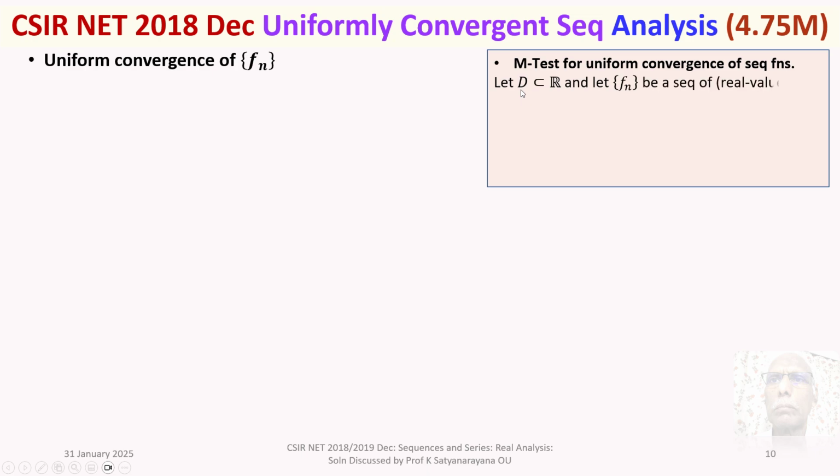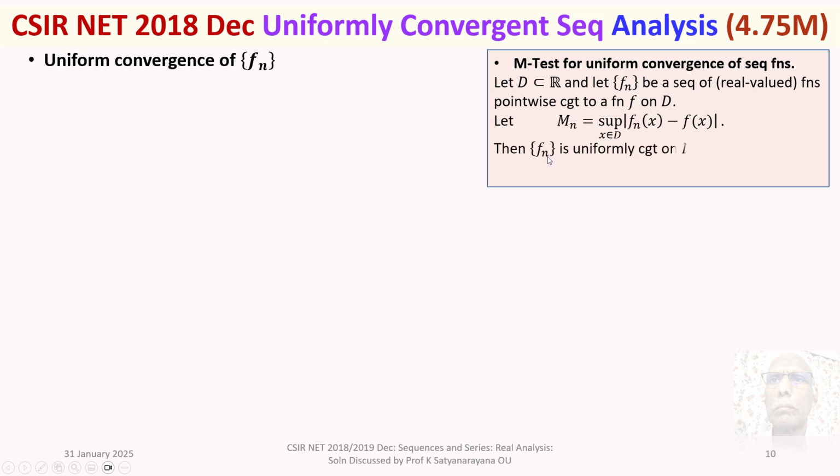Let D be a subset of R. Let fn be a sequence of real valued functions converging pointwise to a function f on D. Let Mn be the supremum of mod of fn x minus f x, where the supremum is taken over all x belongs to D. Then the sequence fn is uniformly convergent on D to f if and only if the limit as n tends to infinity of Mn is equal to 0.